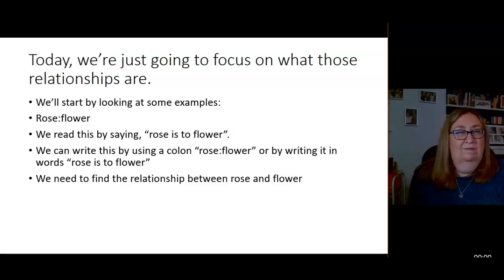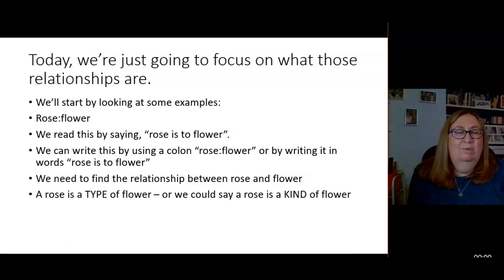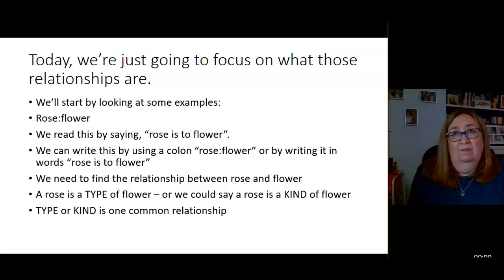I don't use a rose to flower. A characteristic of a rose is not that it's a flower. Maybe I could define rose as a flower. That might work as a synonym, but there's a better relationship there. A rose is a type of flower, or a rose is a kind of flower. So finding a type or a kind, that's a common relationship in analogies.